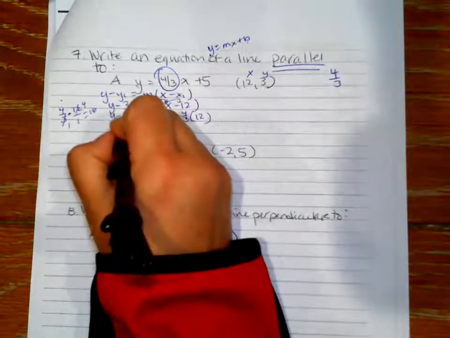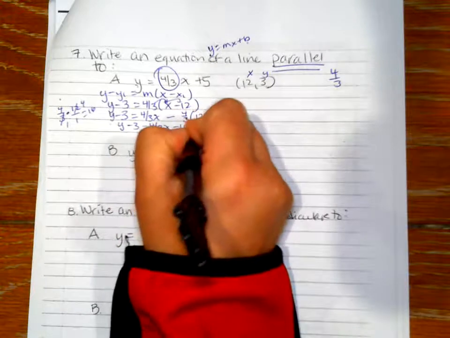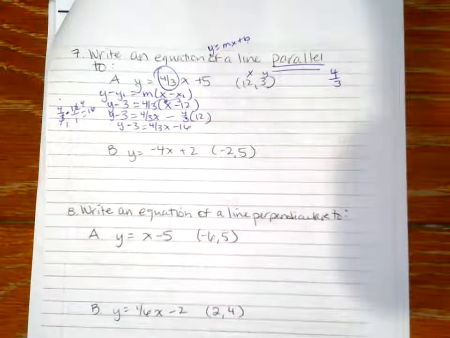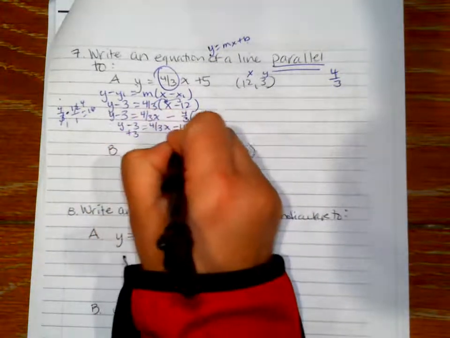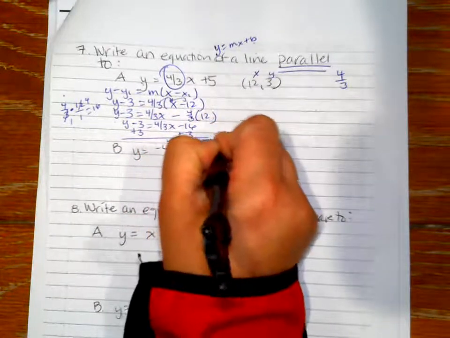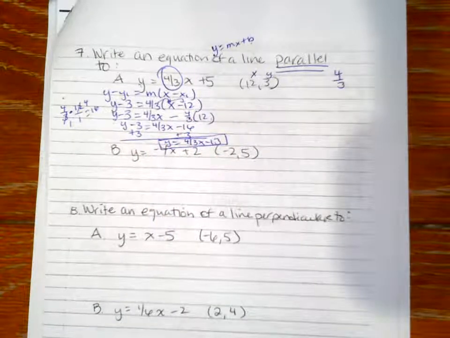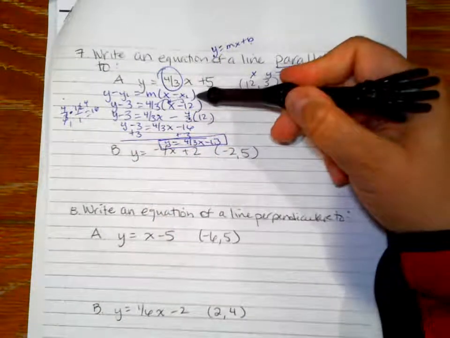So I'm going to get y minus 3 equals 4 over 3x minus 16. I'm going to add 3 to both sides, and y equals 4 over 3x minus 13. Okay, there's my equation of the line using point-slope form.